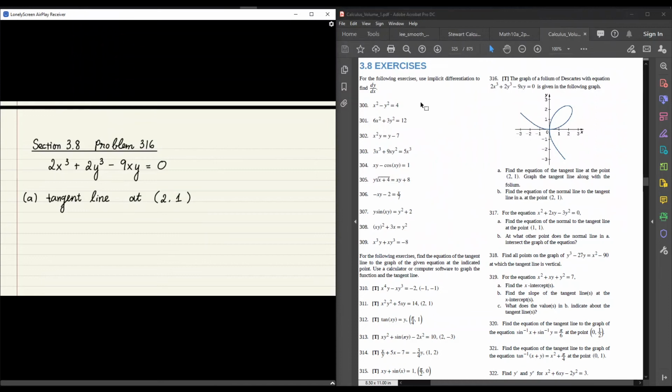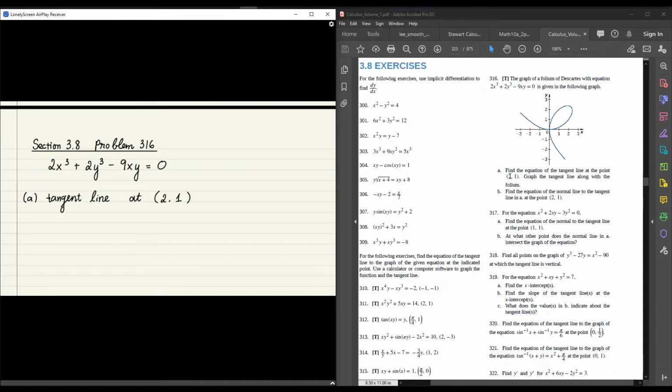Hi everyone, we are looking at section 3.8 on implicit differentiation and specifically on question 316, which we are given this equation, which is well known as the folium of Descartes. And this is an implicit equation because we are given it in terms of both x and y, where y is a function of x. Remember, y is not the variable. Here the variable is x, but y is a function of x.